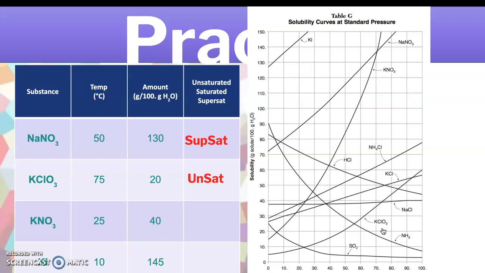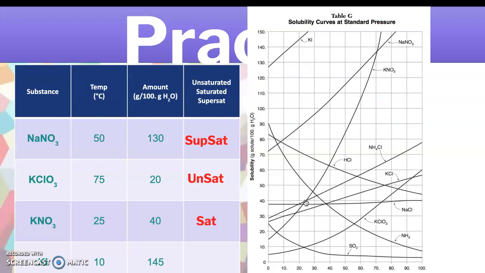For our next example, we have KNO3 at 25 degrees Celsius and 40 grams. So KNO3 is right here. 25 degrees Celsius is about here, and 40 grams is here. There are so many different lines. However, I know this is my KNO3 line here, and I'm at 25 and 40, and that is exactly on the KNO3 line. So therefore, this is a saturated solution.